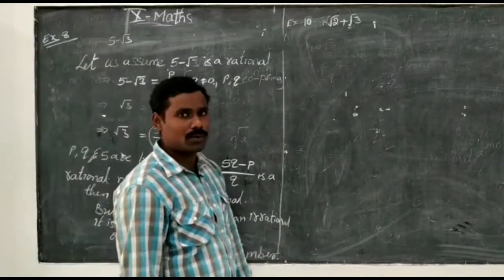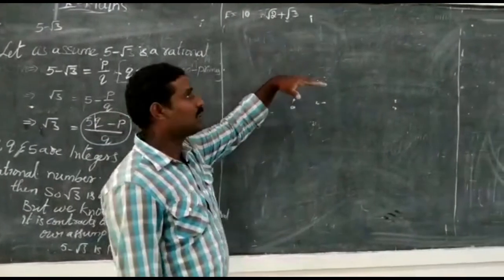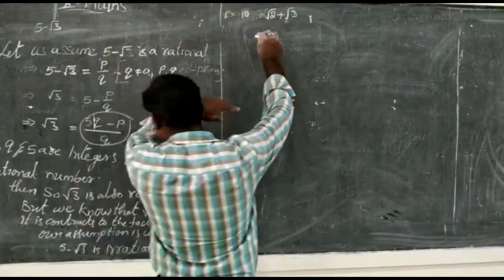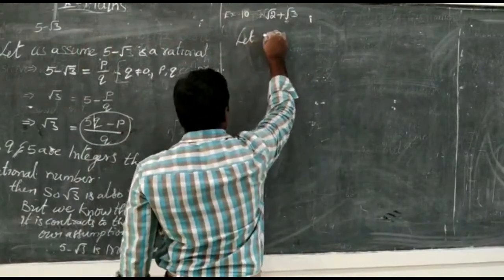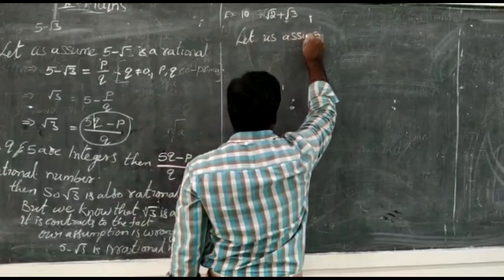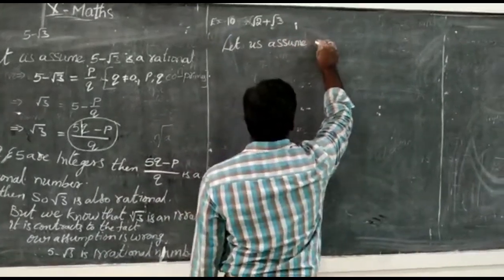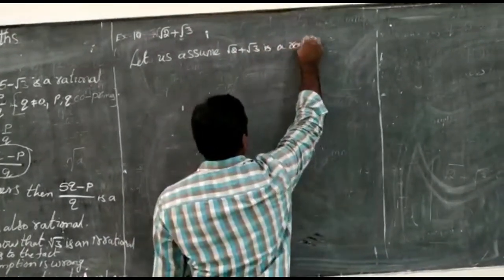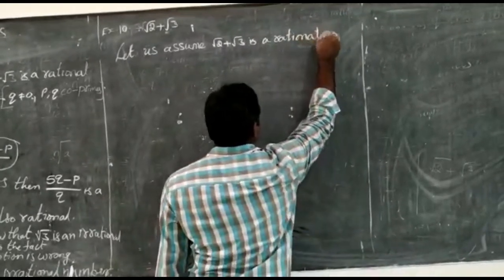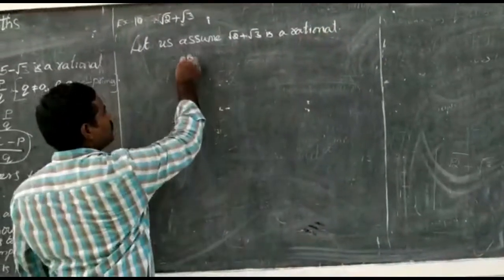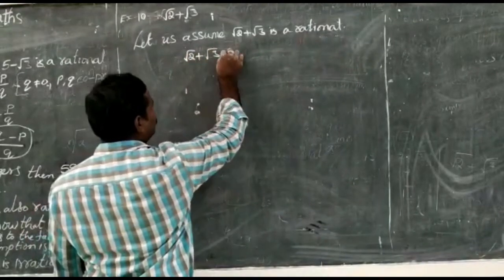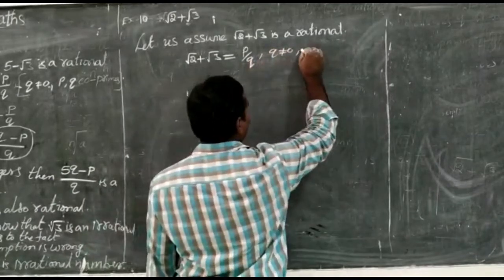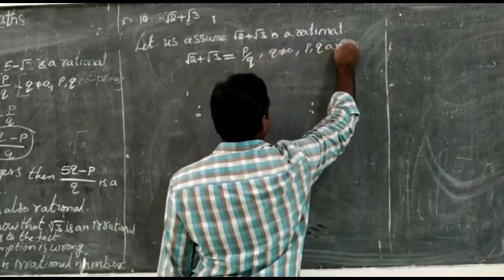Now we are going to one more model, where both are irrationals. The previous one was rational and irrational. Now both are irrationals. Same to same, by the contradiction method, let us assume root 2 plus root 3 is rational. If it is a rational number, again write it in p by q form, where q is not equal to 0, and p, q are co-primes.